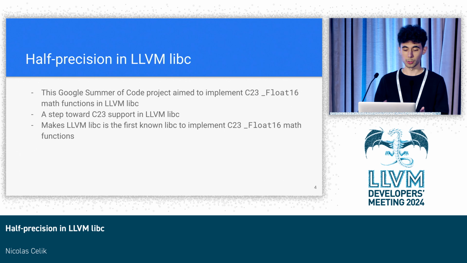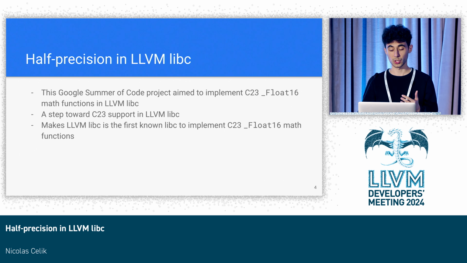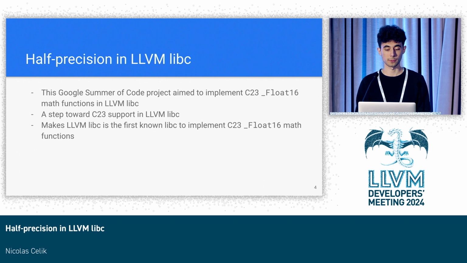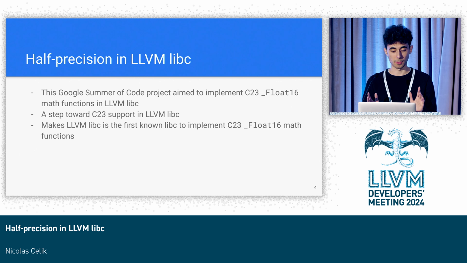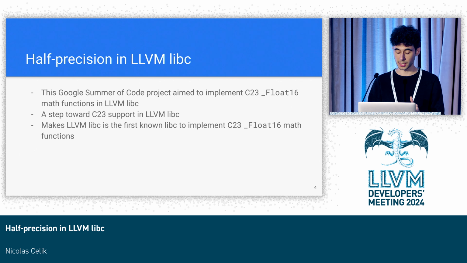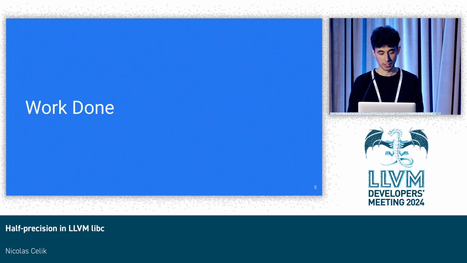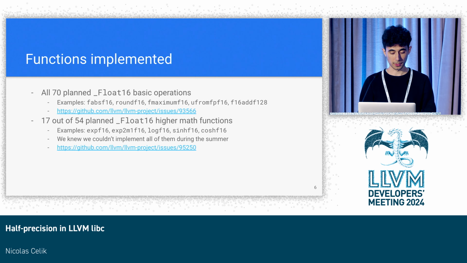This brings us to the goal of this GSoC project, which was to implement these new C23 float16 math functions in LLVM libc. Obviously the benefit is that it's a step toward C23 support. And as far as I'm aware, this makes LLVM libc the first known libc to implement these new C23 math functions. So here's the work that we've done.